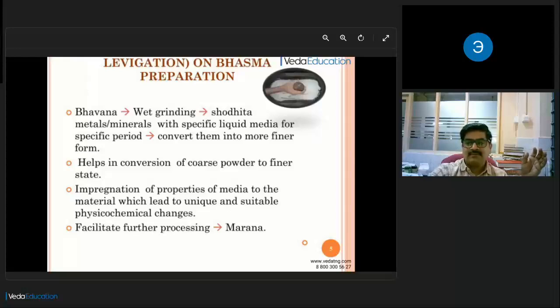So this helps to reduce the size of the particles. Not only that, by doing this grinding, the minerals will be conveyed with the properties of these herbal juices also. So after doing this grinding, the mineral will have the properties of the herbal juice also.